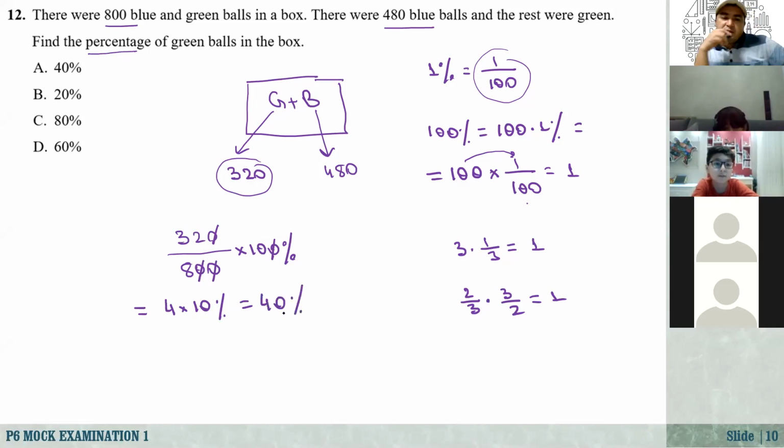So if altogether we have 800 blue and green balls, and 320 of the balls are green, then that means 40% of the balls are green. So do we have 40%? Yes, the correct answer is A.